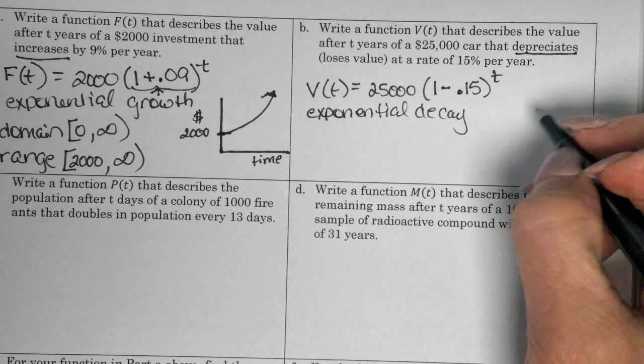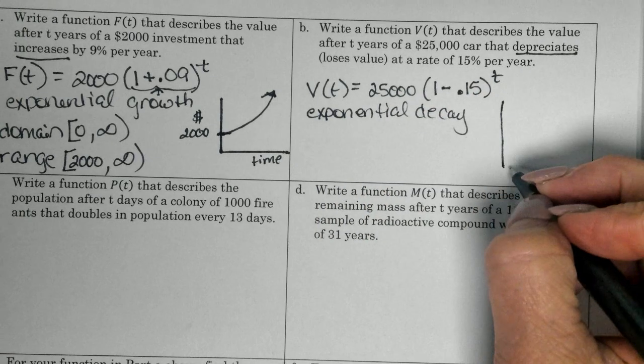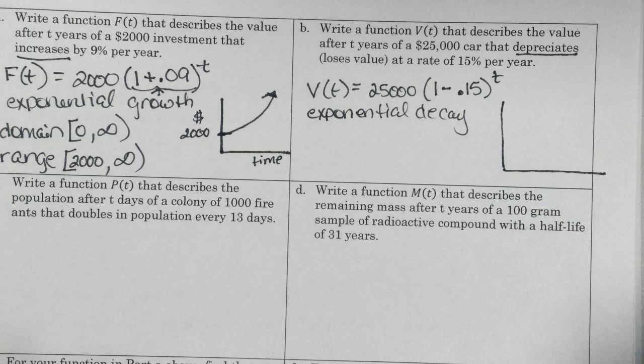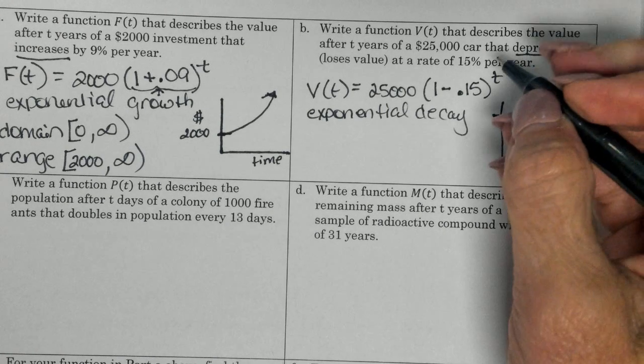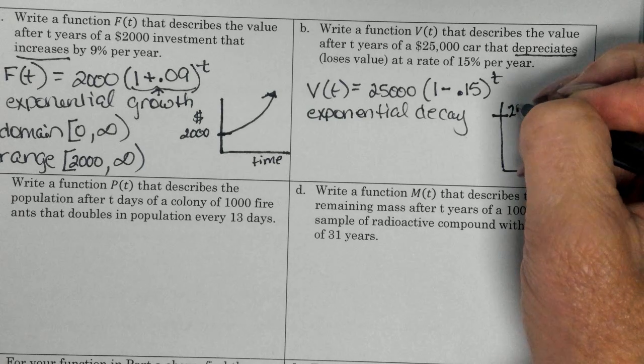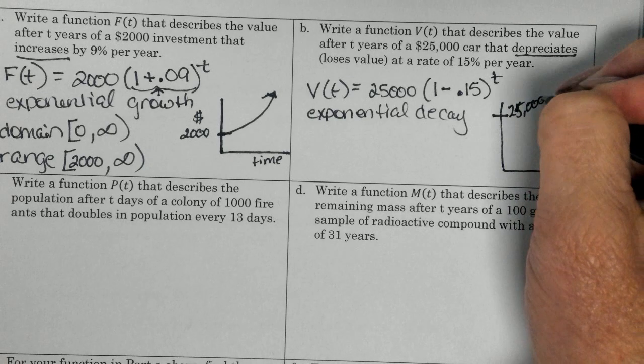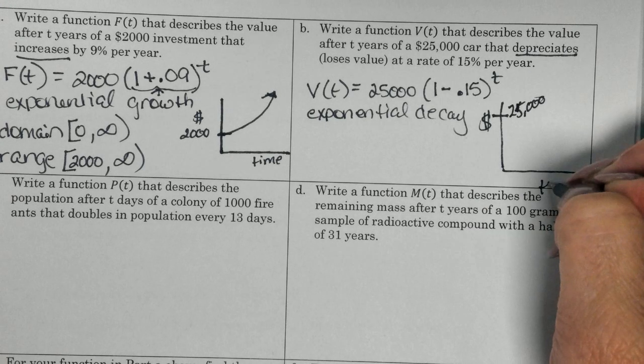And I want you to think about what this would look like if you graphed it. So we bought a car at $25,000. Are we going to go above $25,000? No. So let's just mark it off right here. This is $25,000. This is money, and this is time.